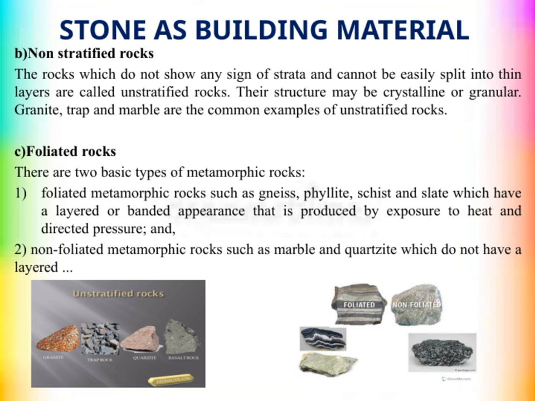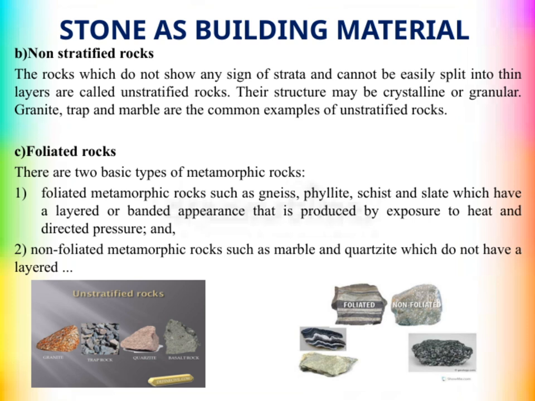Next, we have foliated rocks, which are a type of metamorphic rock. There are two main categories here. First, foliated metamorphic rocks like gneiss, phyllite, schist, and slate. These rocks have a layered or banded appearance, which results from exposure to heat and directed pressure over time. The layers give them a distinctive look and are often used in decorative applications.